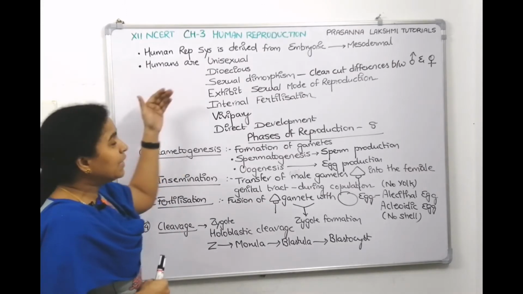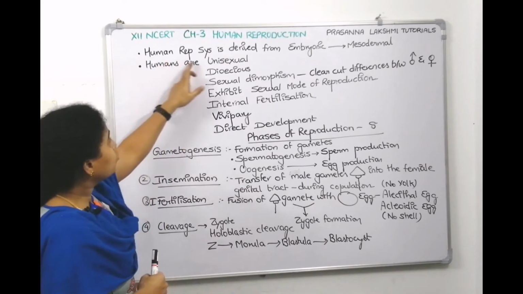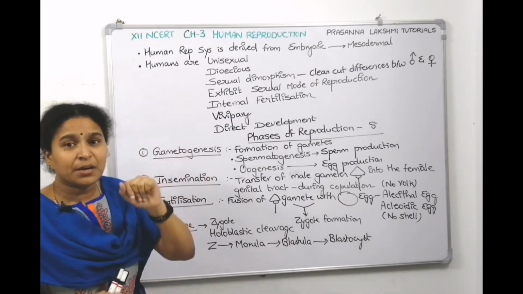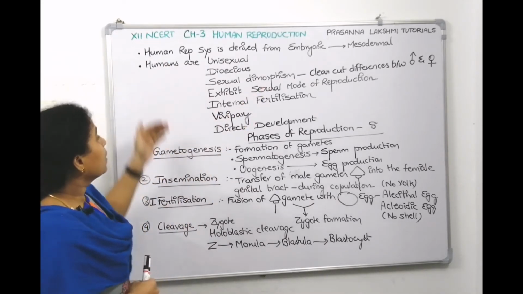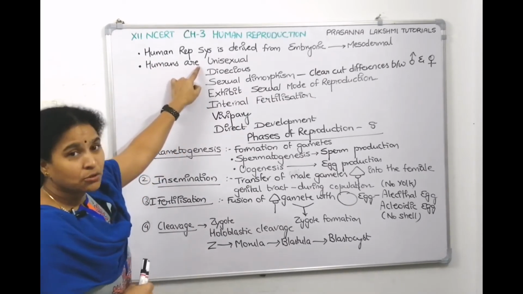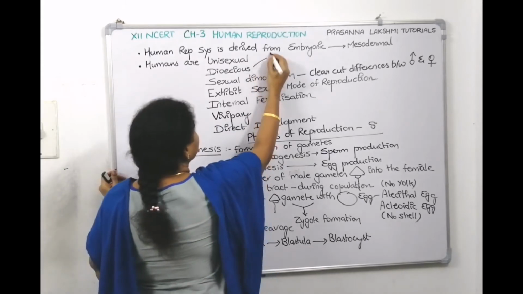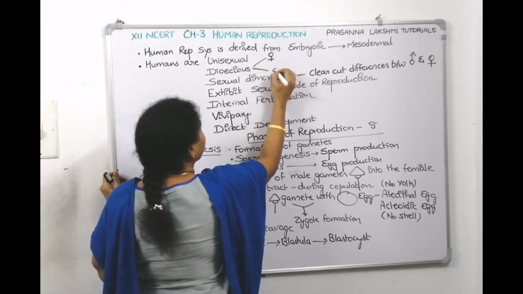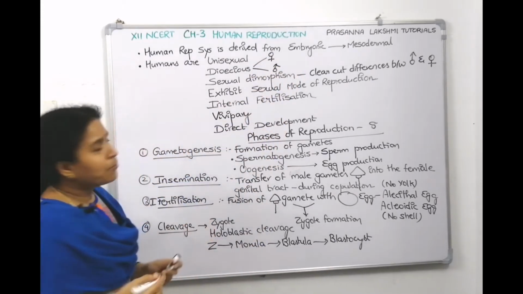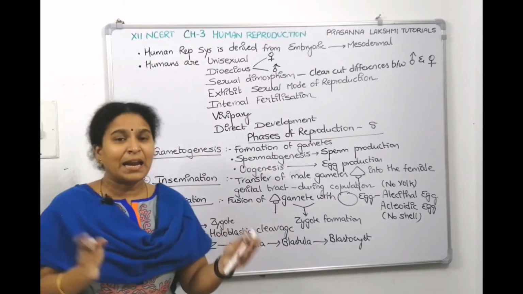Right. So what did we discuss in this board? We are telling that the human reproductive system is derived from which germ layer? It is mesodermal in origin. What are the characteristics? We are unisexual, meaning dioecious. What do you mean by dioecious? Dioecious means female separate, male separate. Sexual dimorphism, there is a clear-cut distinction between male and female.